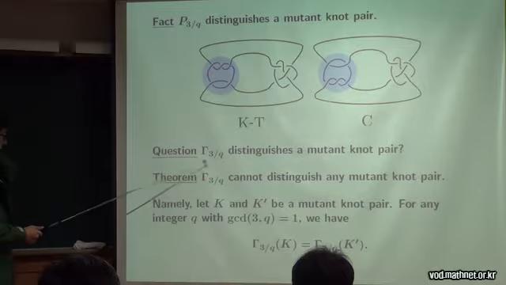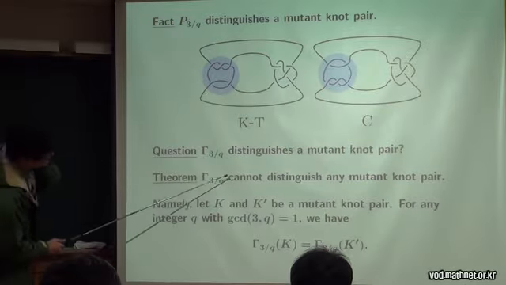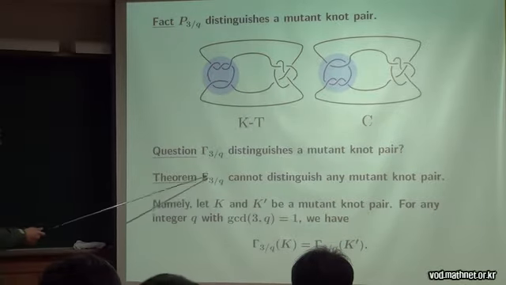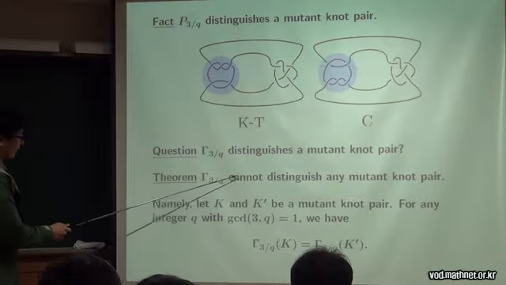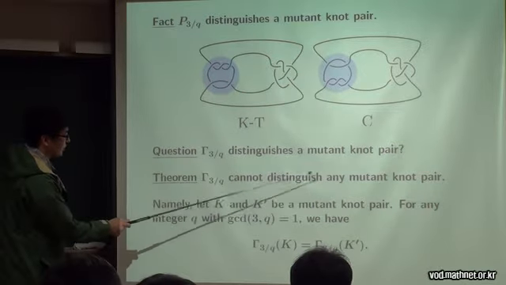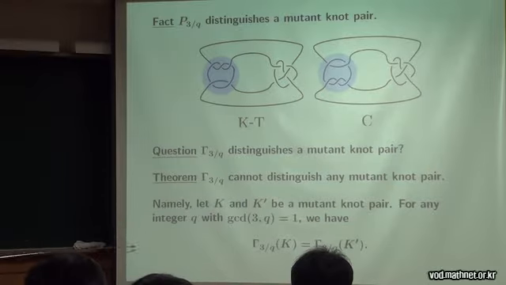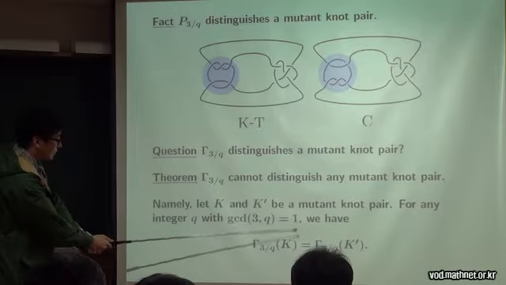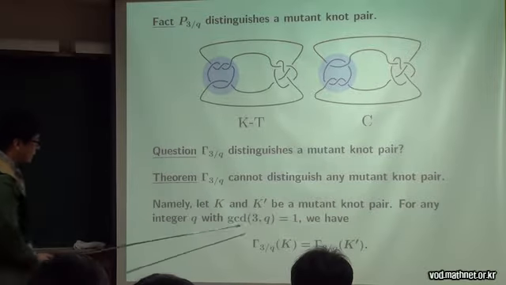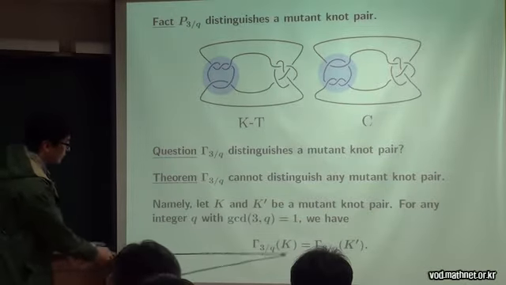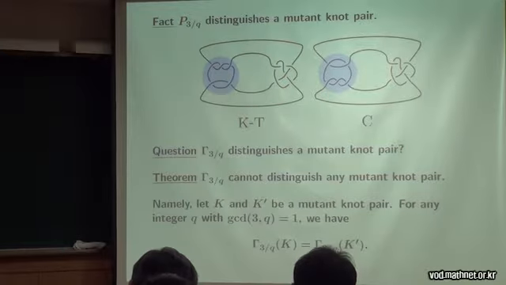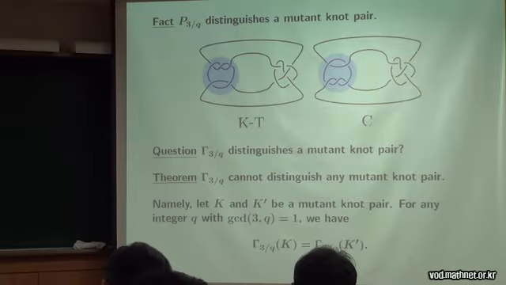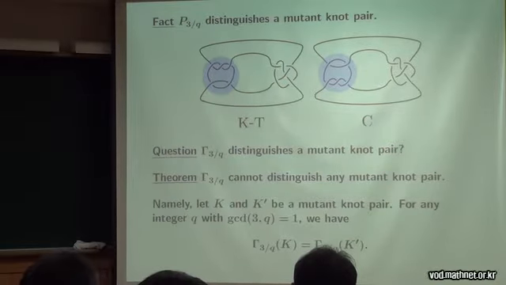But the answer is no. The 3Q cable gamma polynomial cannot distinguish any mutant knot pair. Namely, let K and K prime be a mutant knot pair. For any integer q with this condition, we have this equality. Next, I explain the proof of this theorem.